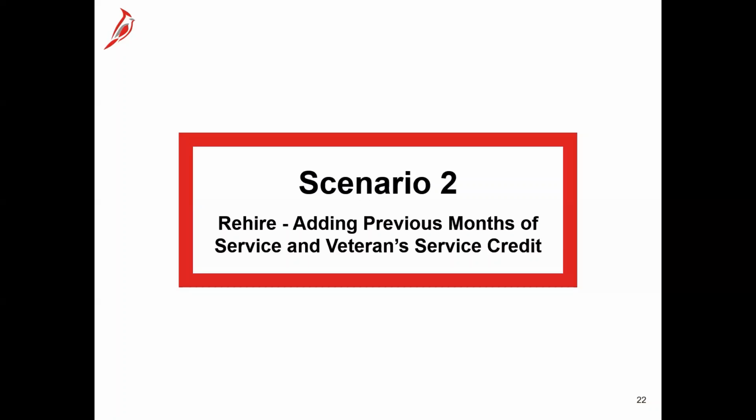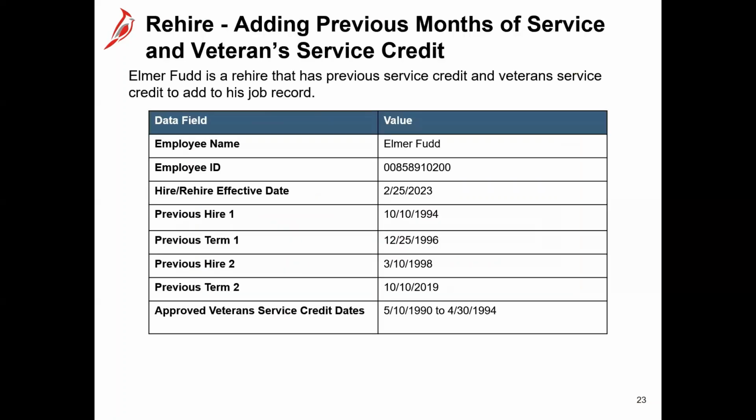So our next scenario, scenario 2, is for Elmer Fudd. We have a rehire. Elmer Fudd has had previous state service that counts towards his VRS, and he also has veteran service credit that we need to add to his job. Elmer just came back to the state on February 25th of 2023.